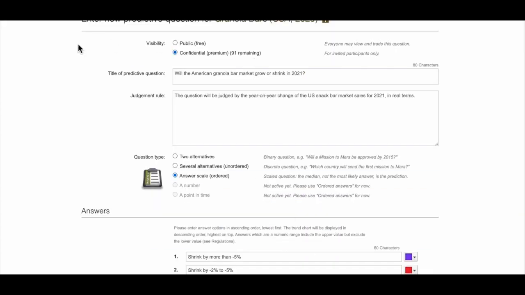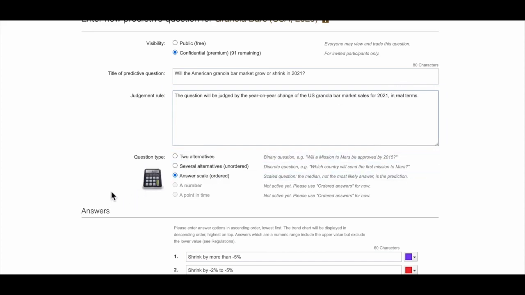I will show you one more question here, the market question, because that's a different type. So this one, for instance, asks, will the American granola bar market grow or shrink in 2021? Obviously, it's going to be judged by the actual year-on-year change of the US granola bar market in real terms.